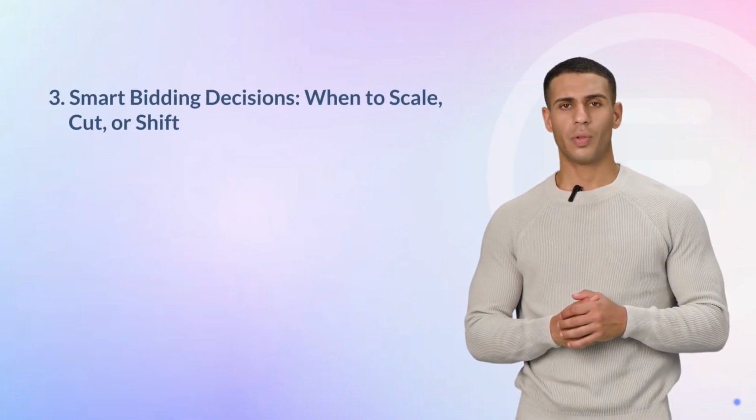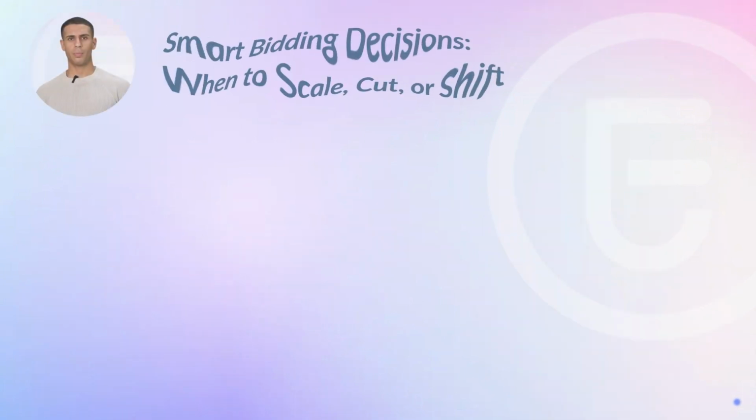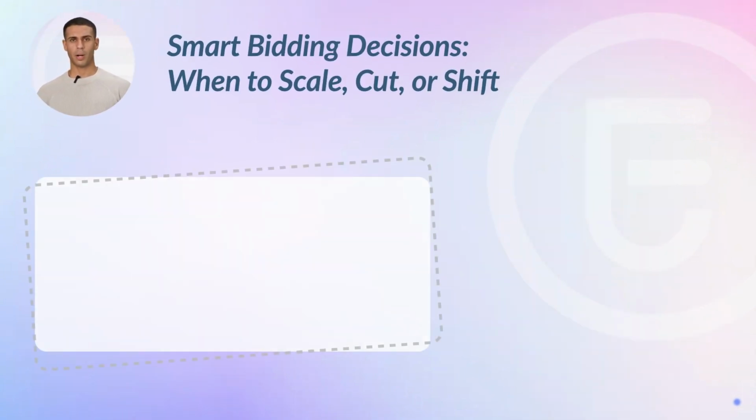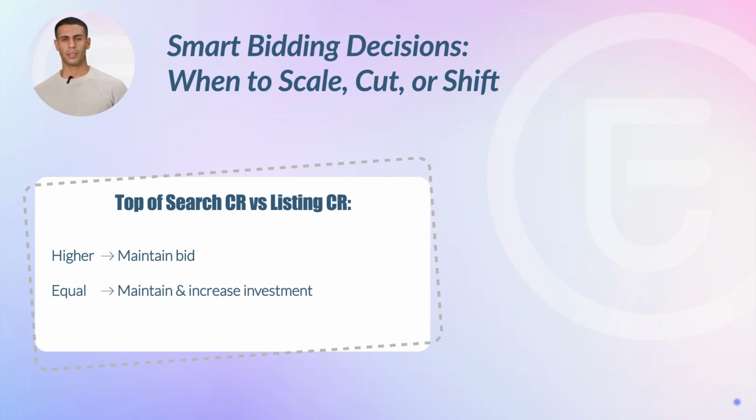Let's now look at decision-making models to guide your bid adjustments more intelligently. Start by comparing the conversion rate from top of search to your product listing's overall conversion rate. If the top of search CR is higher, you should keep the placement and maintain your bidding strategy. If it's roughly equal, you can consider maintaining the position and increasing investment in that keyword. However, if the top of search CR is lower than your listing CR, it may indicate the wrong keyword targeting.